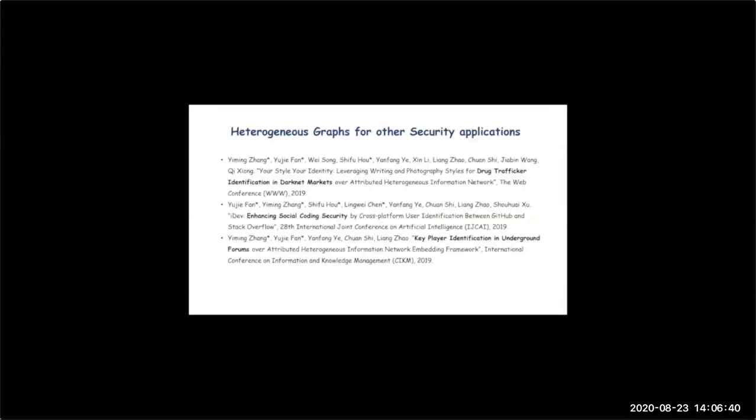I would also like to briefly elaborate on other applications in cybersecurity domains which can utilize heterogeneous graphs as well as representation learning models. We also expand and propose corresponding algorithms to resolve the representation learning problem in security domains, to tackle drug trafficker identification in darknet markets, and to enhance social coding security in modern software programming cyber infrastructures, including GitHub and Stack Overflow. At the same time, we also extend this work for key player identification in underground forums. If you are interested, you can refer to our papers at CIKM 2019.